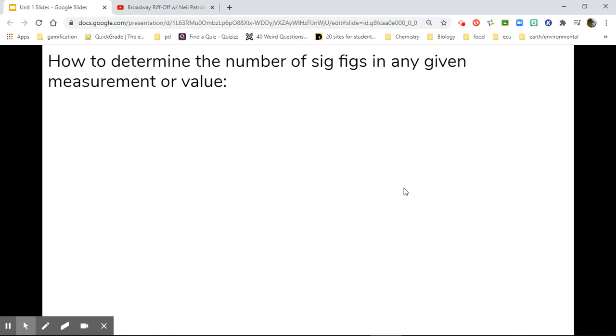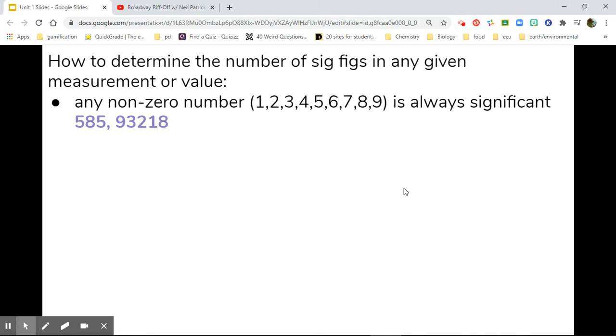What makes a number significant, or important, is basically that it's not a placeholder number. There are certain numbers that are just placeholder numbers, and there are other numbers that actually figure into the importance of the number. So here are the rules to determine if a number is significant or not. First of all, any number that is not a zero is always significant, no matter what. Always. 1, 2, 3, 4, 5, 6, 7, 8, 9. Those numbers always are significant. They always need to be a part of your calculation.